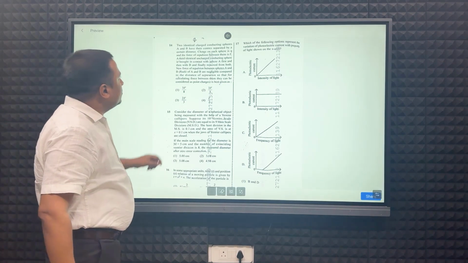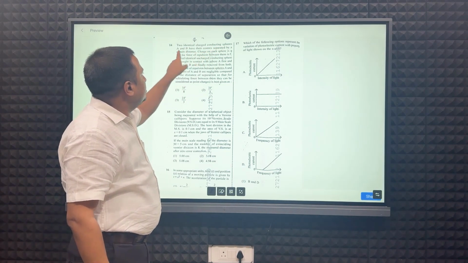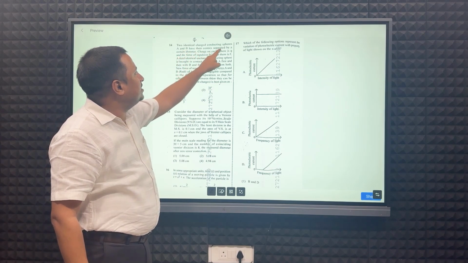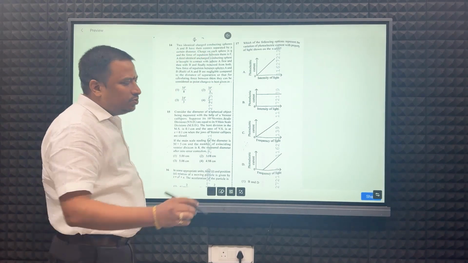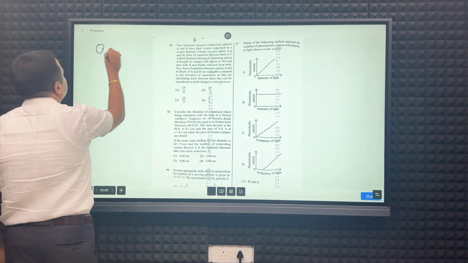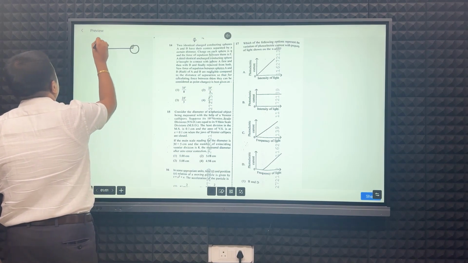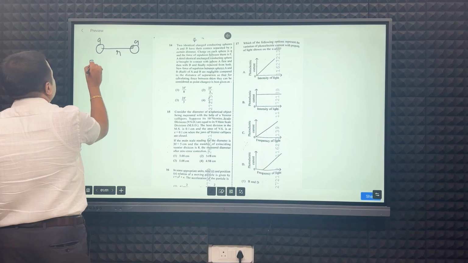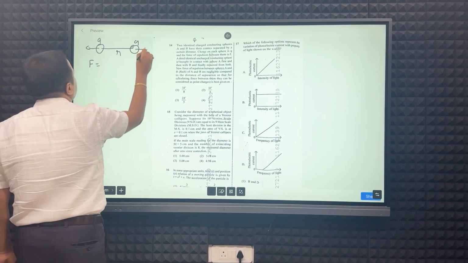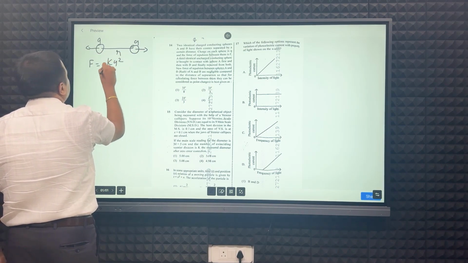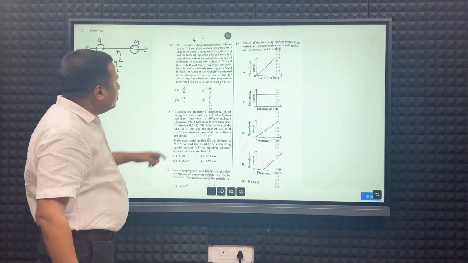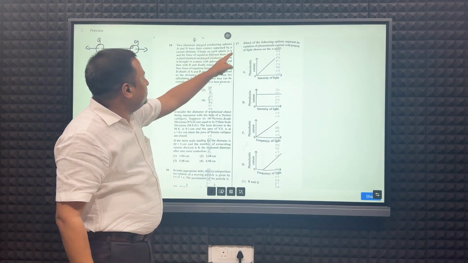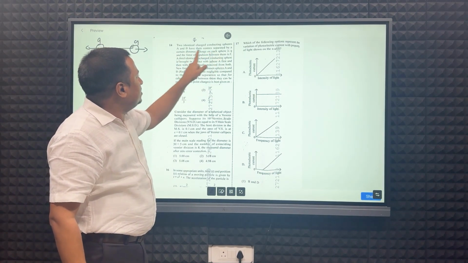Let us see. Two identically charged conducting spheres A and B have their centers separated by a certain distance. What are they saying? There are two spheres having the same charge, let us say Q and Q. Their centers are separated by r. So what will be the force of repulsion between them? It will be kq square by r square. Very simple. Now what are they saying? Charge on each sphere is q. Force of repulsion between them is F.